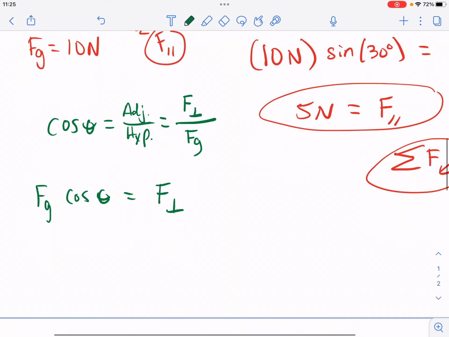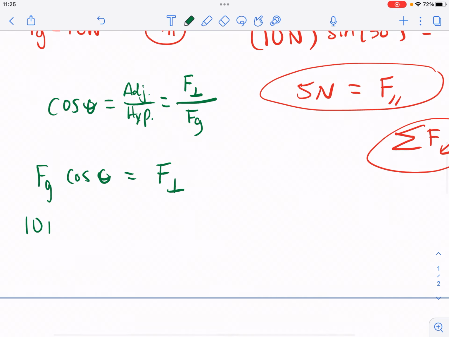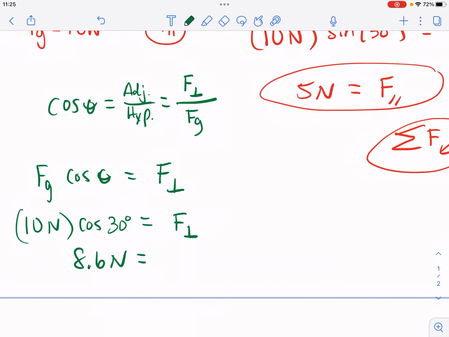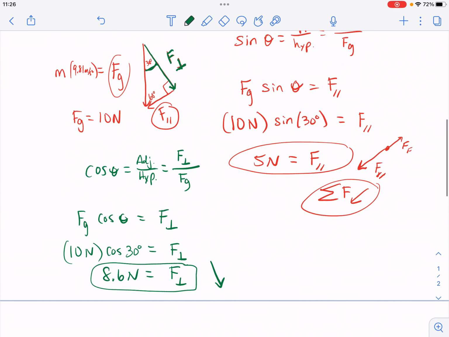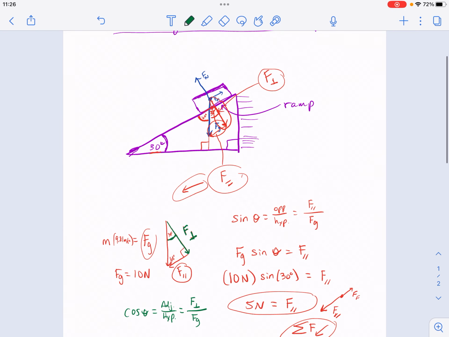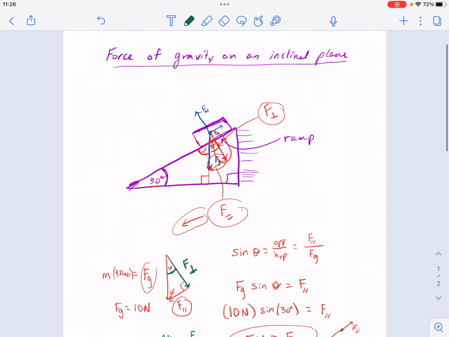I get this, and if I plug in those numbers, 10 newtons for the weight, cosine of 30 ends up being 0.86, and so the force into the ramp is 8.6 newtons, so that's the force going this way. And so now we actually know what the normal force is, because we know that the normal force is the force that pushes out from the ramp.